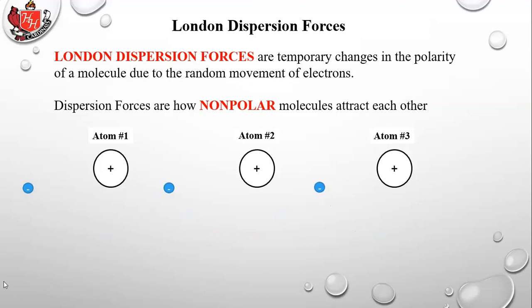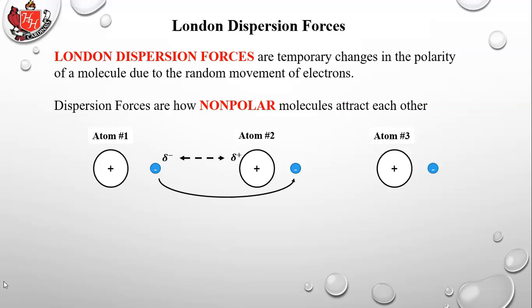So here we have atoms. It's just a very simple atom. It could be hydrogen, and the electrons are circling. So you have a proton and an electron in each. What happens is, when the electron in atom number 1 is to the right side of its nucleus, the proton, it creates a temporary negative side on that atom. Having that electron on the right side of atom number 1 pushes the electron in atom number 2 also over to the right side of atom number 2.